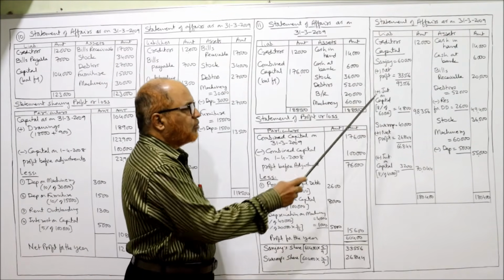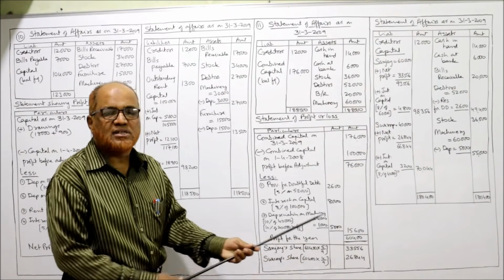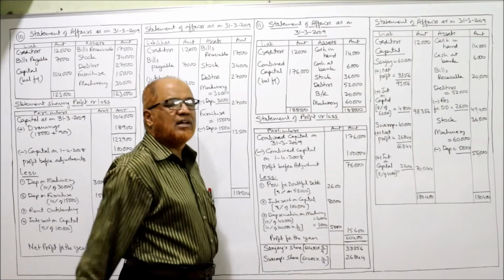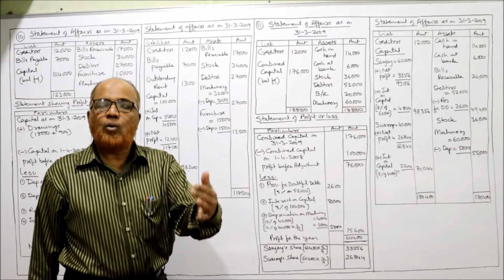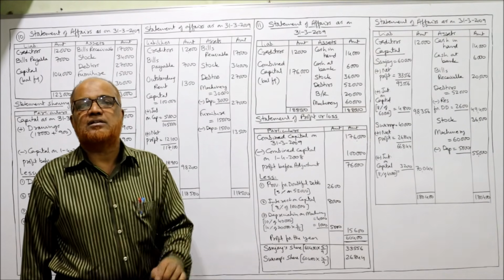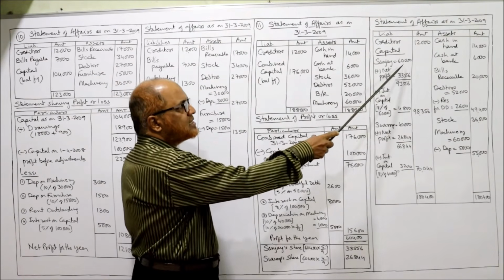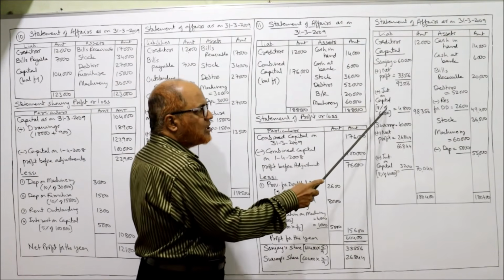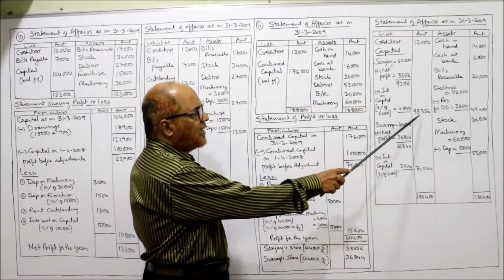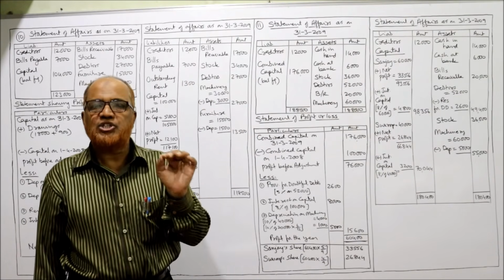Now add net profit. What is the share of net profit? Sanjay will get 33,556. So add 60,000 plus 33,556, 93,556. Again you add interest on capital at the rate of 8%. At the rate of 8% given. So what is the capital of Sanjay? 60,000. So 8% of 60,000 is 4,800. Add 4,800, 98,356 is the capital of Sanjay.